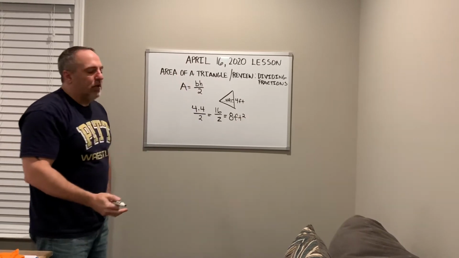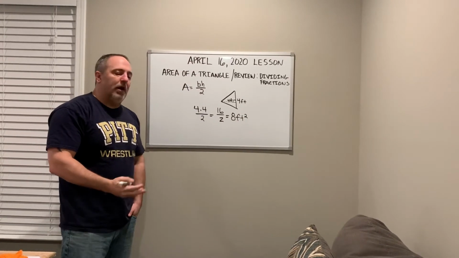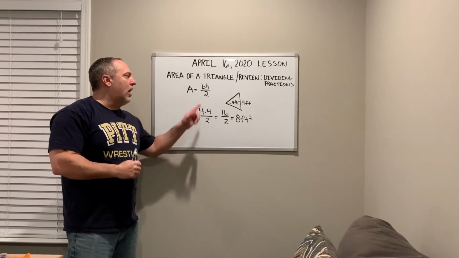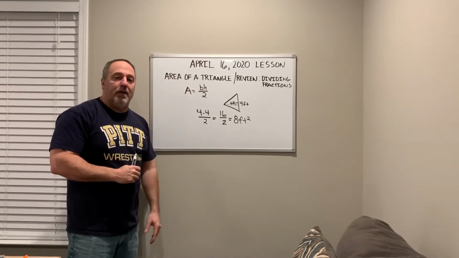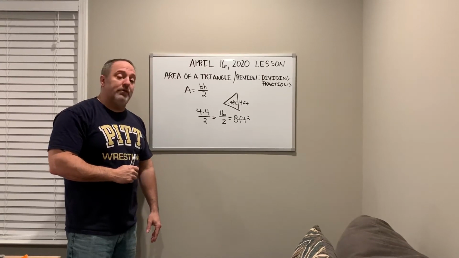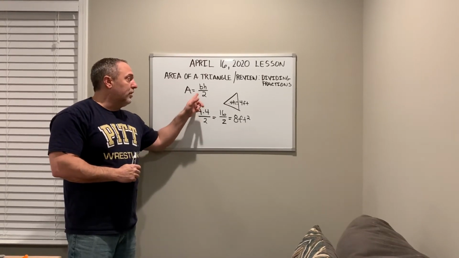So not much harder than the parallelogram. If you do not divide by 2 and you just do base times height, you're going to find the area of a parallelogram. You're not going to find the area of a triangle. So remember to use this formula.